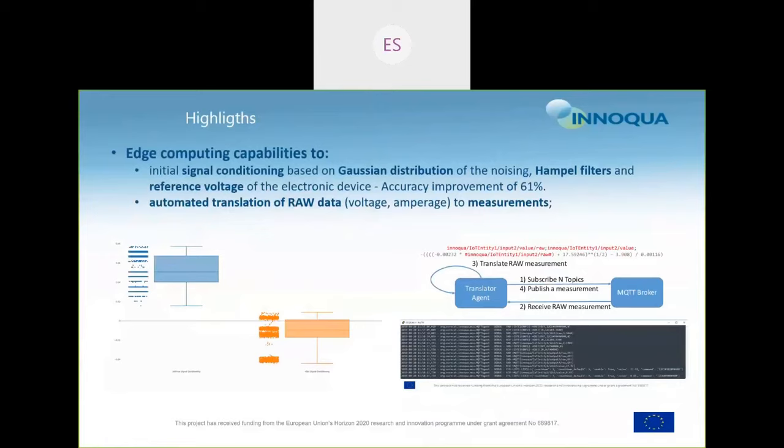As we commented previously, we have initial signal conditioning techniques in order to improve the data accuracy. These techniques are based on Gaussian distribution of noise and Hampel filters, and taking advantage of the reference voltage, we have achieved an improvement of 61% of the measurements. Moreover, we have a system to translate the raw data, that is the voltage and amperage, to measurements.